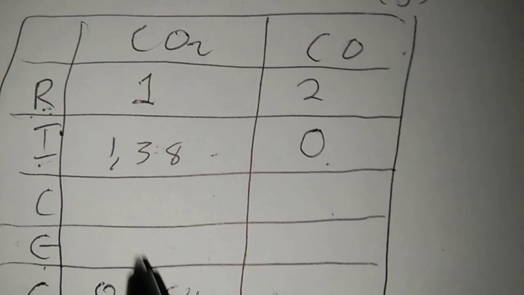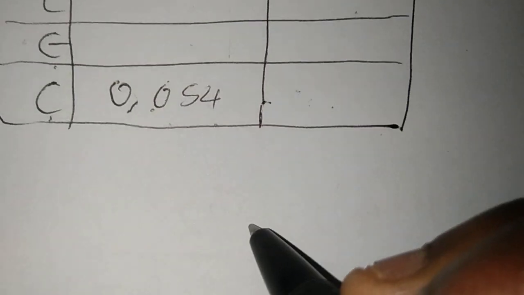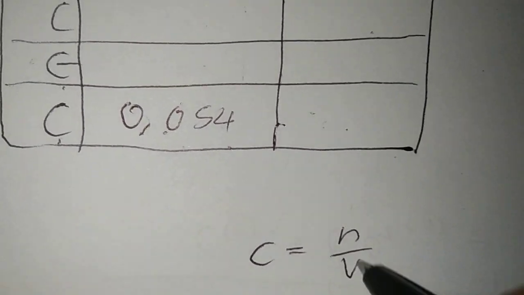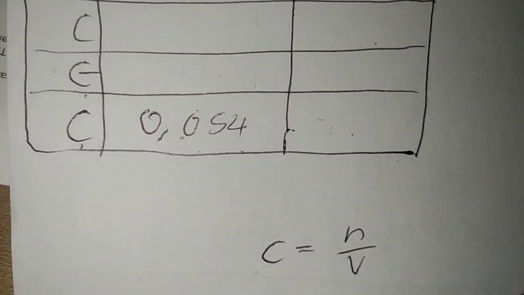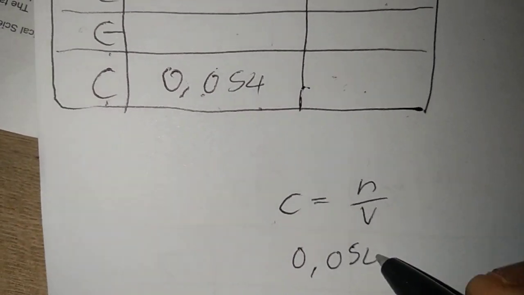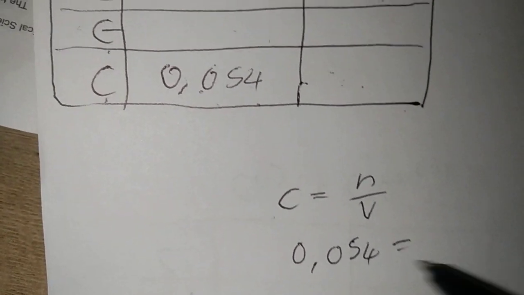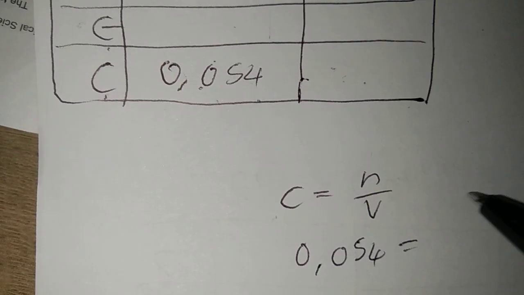Now we have to fill this one. How do we fill this one? Since you know that concentration is equal to number of mole over volume, and they've given us 0,054 of concentration of carbon dioxide. We don't have number of mole, but they gave us volume. It means that we're going to multiply 3 by 0,054. Number of mole will be equal to 0,054 times 3, and it is equal to 0,162.